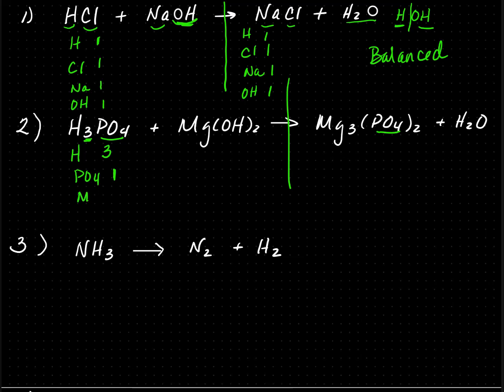Mg, there is one. Unwritten subscript is 1. And then there are 2 OHs. I kept the hydroxides together because they appeared the same on the opposite side. HOH. So I'm going to do the same thing on the product side. There is 1 hydrogen. There are 2 PO4s. There are 3 Mgs and 1 OH. So my hydrogens are not balanced. Neither are my PO4s. My magnesium is not balanced, or my hydroxide.